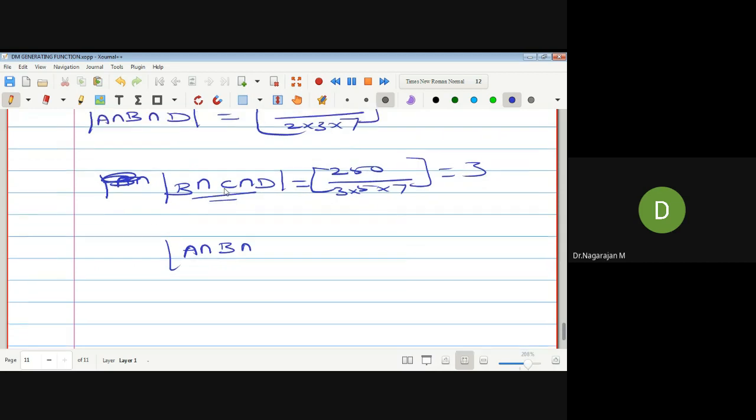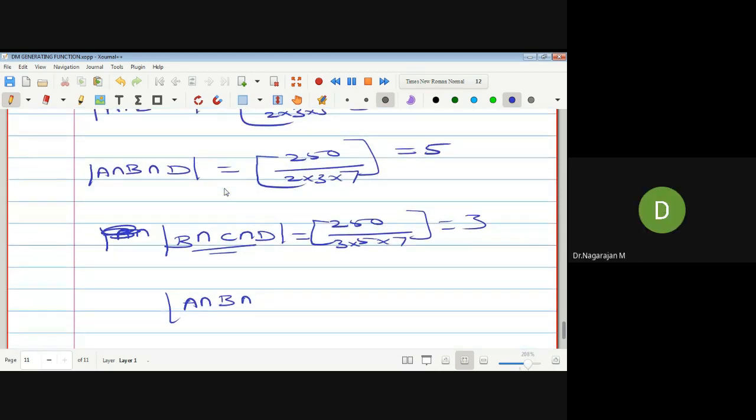Okay, wait. Sir, something is a mistake. This result is 2. One more thing is there. A intersection C intersection D. A intersection C intersection D, that is equal to 250 divided by 2 into C value 5 into 7. What is the result? That is 3.